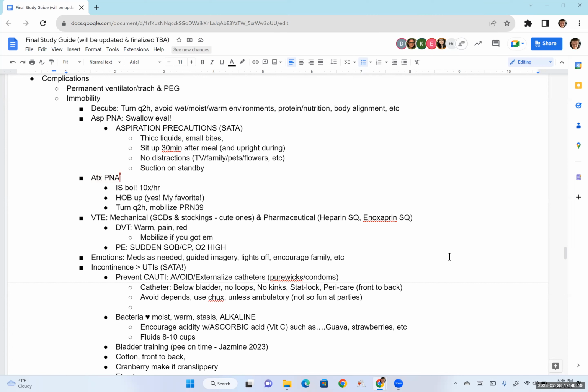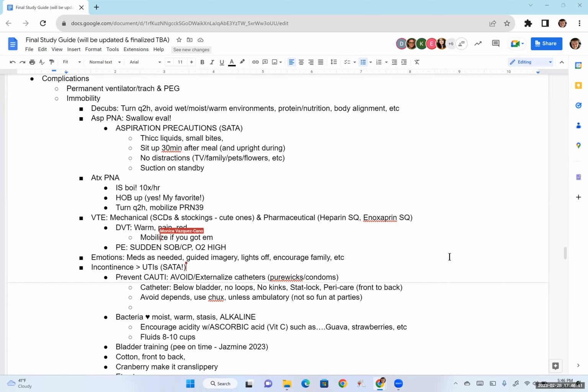What else? Incontinence, UTIs, right? Bacteria love alkaline environments. What other kind of environments do they love? Stasis, right? That's kind of like with valve disease, you can get endocarditis, because the more turbulent part of the heart, where there's less movement, is around the valves. That's where they percolate and grow if bacteria are introduced.